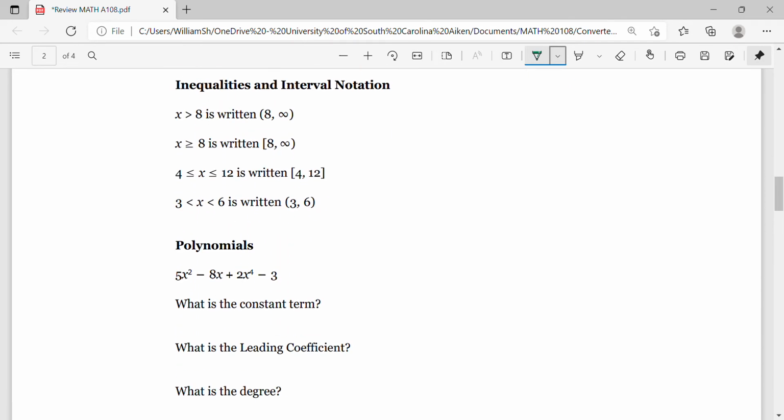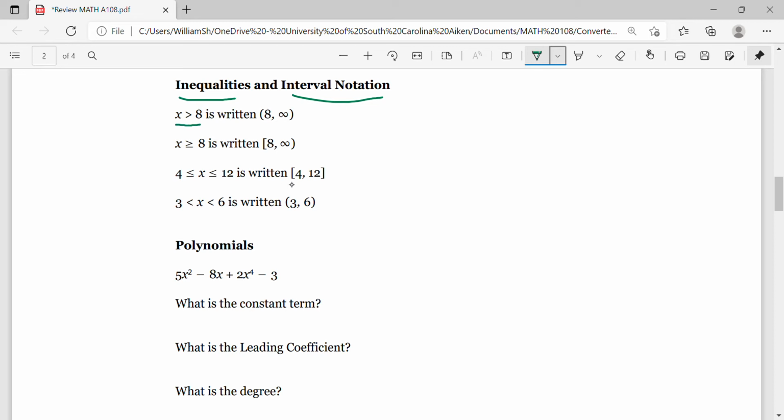Alright, so now let's look at some inequalities and interval notation setups. You should know how to do this coming into this course, but I do know from past experience that students in this course sometimes struggle with interval notation and comparing inequalities and interval notation. Now this first one says x is greater than 8.